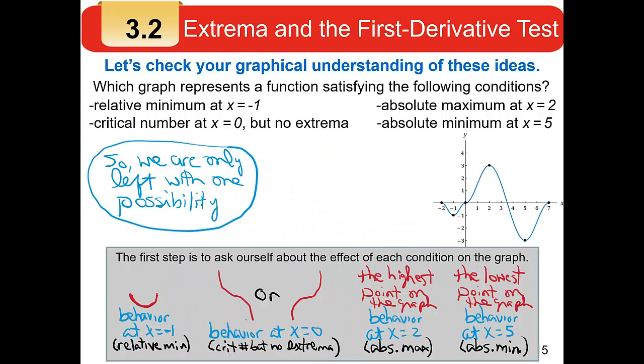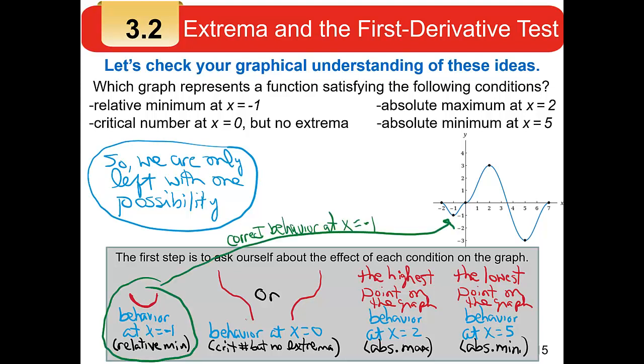You're only left with one possibility, but let's look at it more closely and make sure that it really does satisfy. So I'll go back to the first condition. Around -1, you're supposed to get that down, up behavior, and you do. You get down, up. At 0, you're supposed to either get down, down, or up, up, and you do get up, up, so that's good.